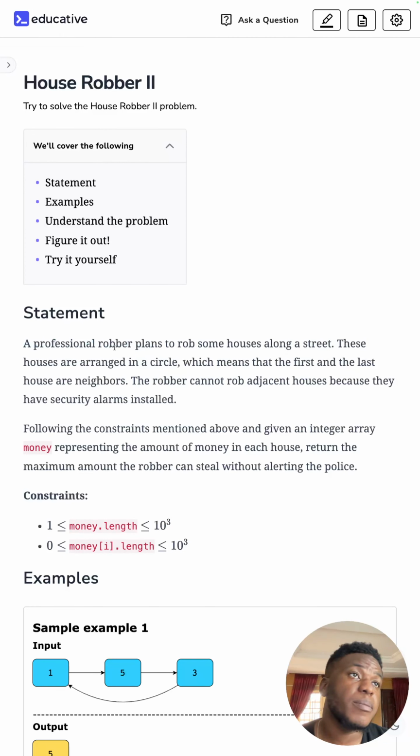A professional robber plans to rob some houses along a street. Now, these houses are arranged in a circle, which means that the first and last houses are neighbors. The robber cannot rob adjacent houses because they have security alarms installed. Following the constraints mentioned above and given an integer array of money representing the amount of money in each house, return the maximum amount the robber can steal without alerting the police.